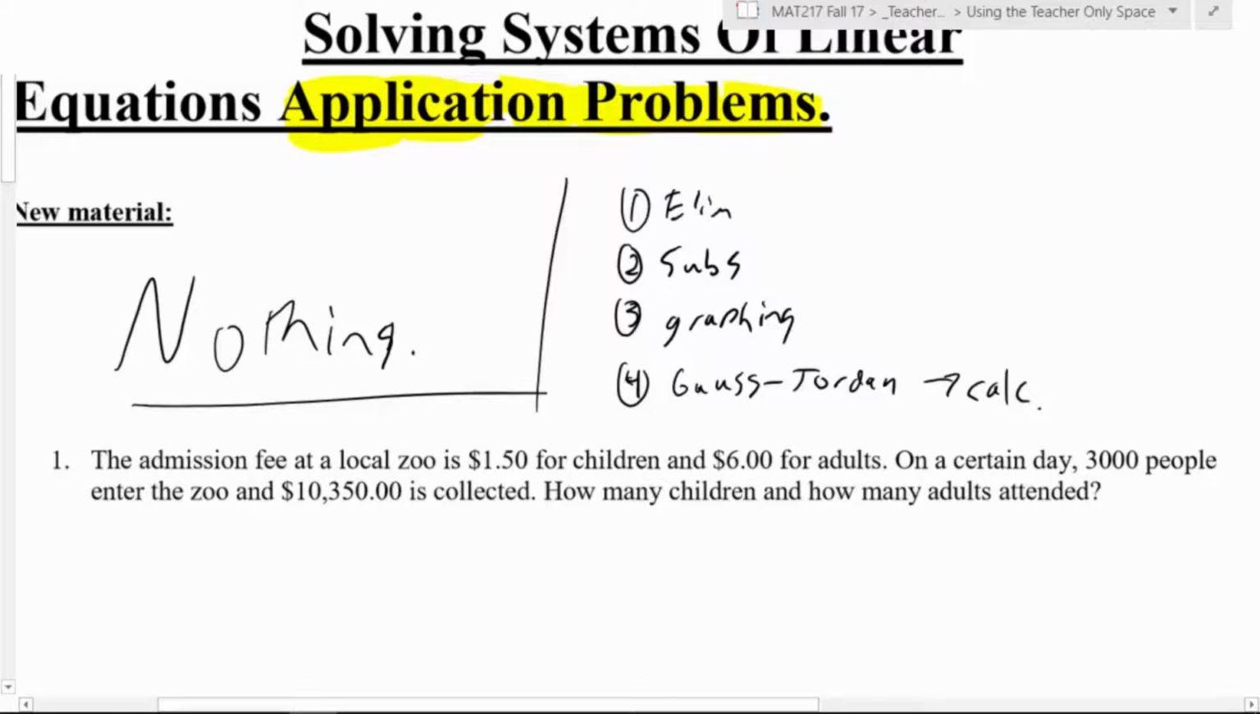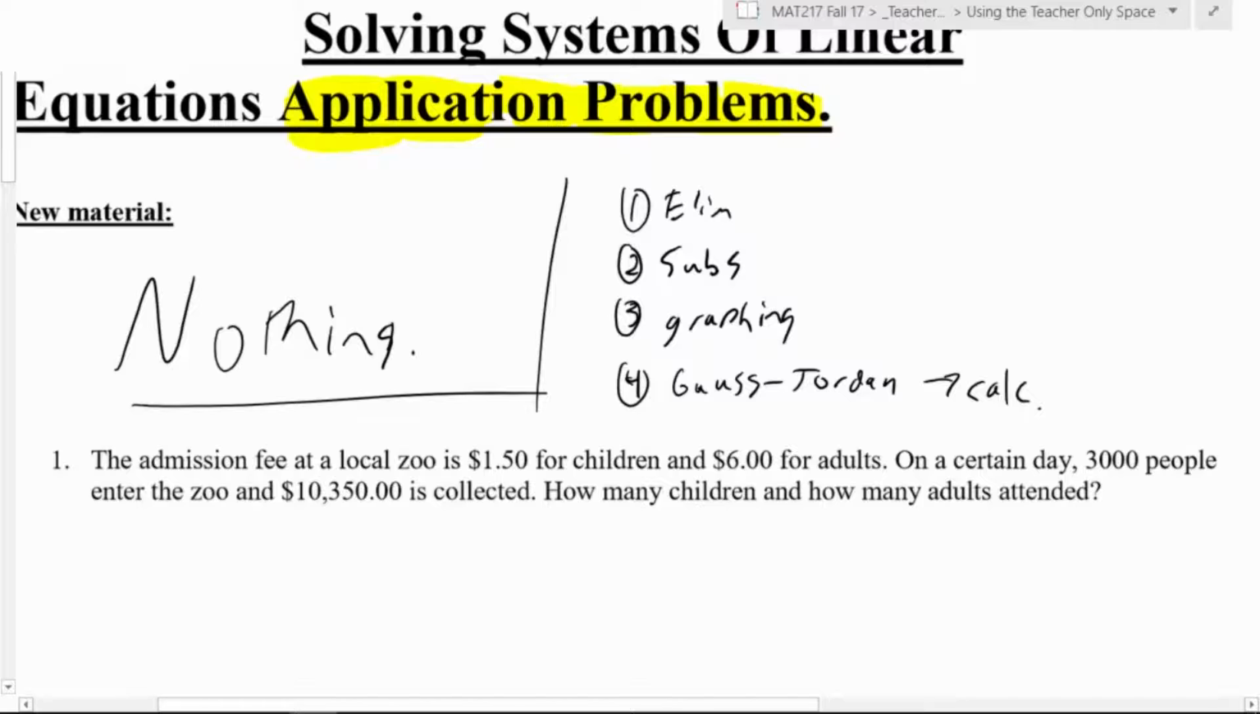But I will highly recommend, anytime we hit word problems, these are always the sections that are really hard for students. So start early. Make sure any word problem section, start early. Ask questions. Give me time to respond to you. Okay, so here we go. If you feel confident, pause the video, give it a shot.